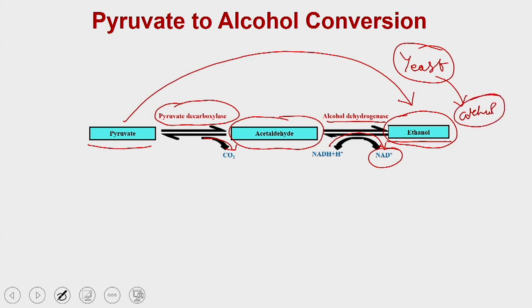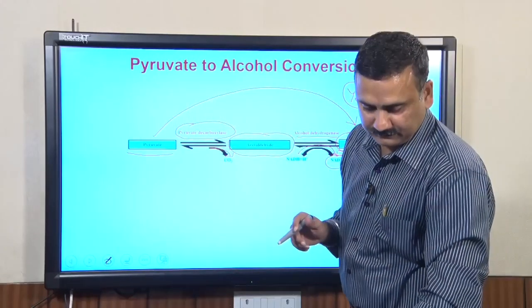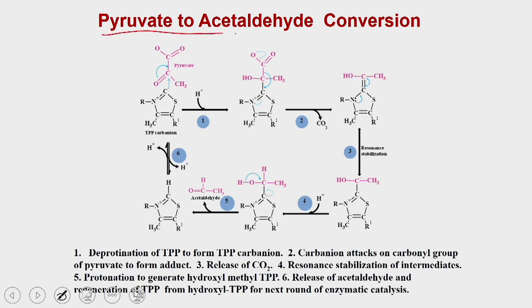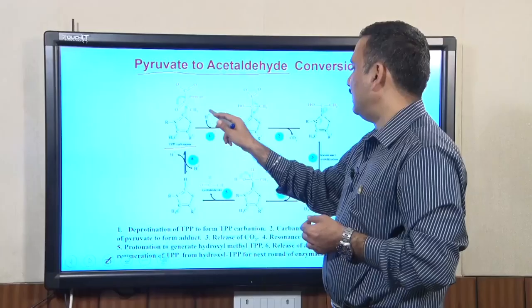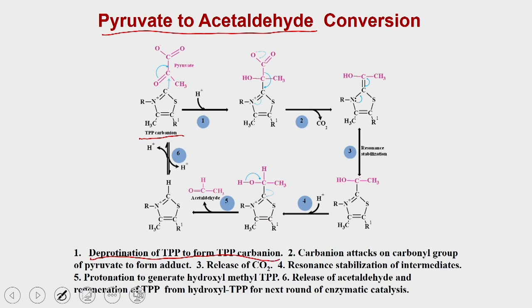So let's see what is the mechanism of the pyruvate to alcohol conversion. As I said, this is a two-step reaction. In the first step, the pyruvate is getting converted into the acetaldehyde. In this, the pyruvate decarboxylase has the TPP as a cofactor. TPP is present in the form of a carbanion, and that binds the first molecule of the pyruvate. So, the first reaction is the deprotonation of TPP to form the TPP carbanion, and that binds the pyruvate.